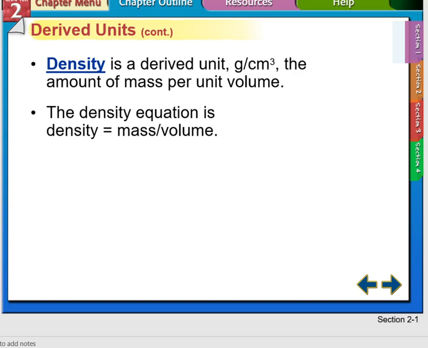Density has a derived unit on it. It's a mass divided by volume. This is an important equation for you, so we're going to do several density problems. Density is mass over volume. D equals M over V.